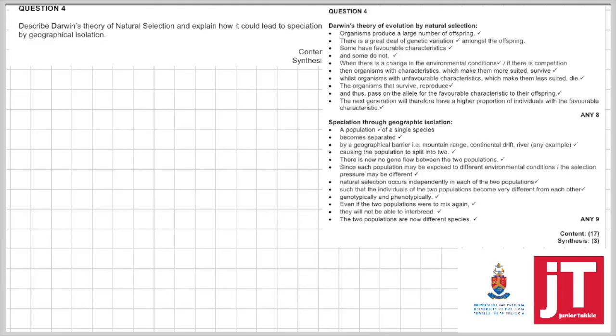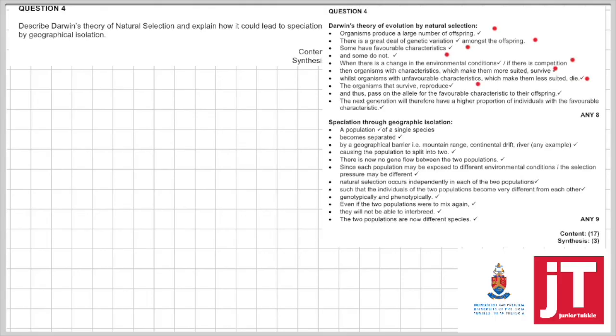So the first part, Darwin's theory of evolution by natural selection. Organisms produce a large number of offspring. There's a great deal of genetic variation amongst the offspring. Some have favorable characteristics and some do not. When there's a change in the environmental condition, or if there's competition, the organisms with characteristics that make them more suited survive, while the organisms with unfavorable characteristics that make them less suited die.